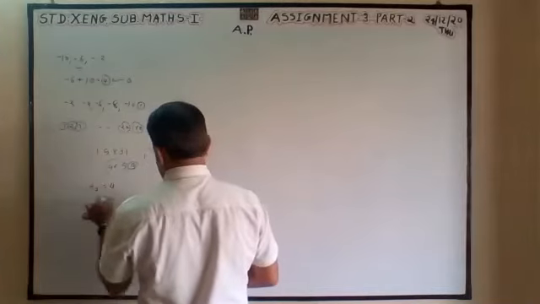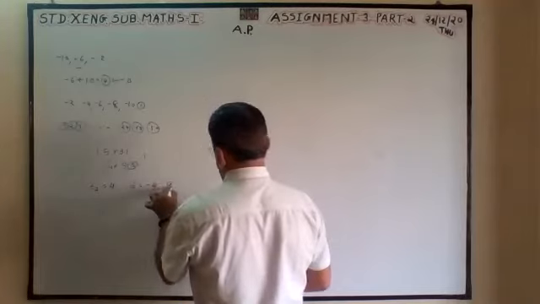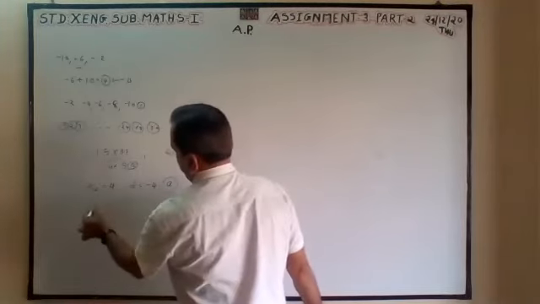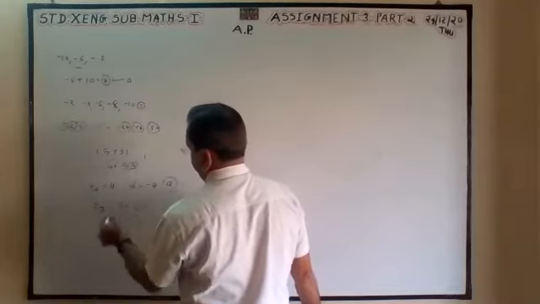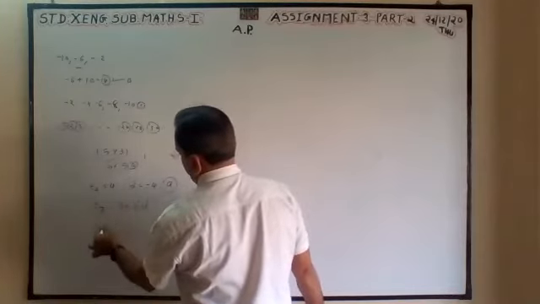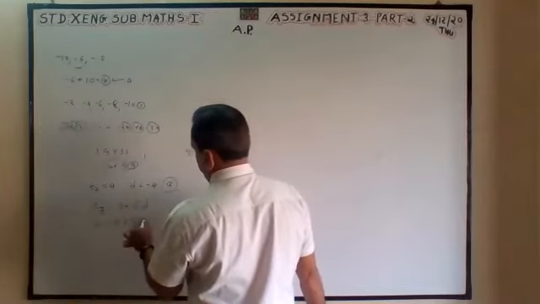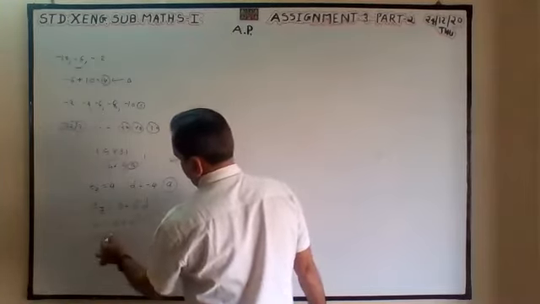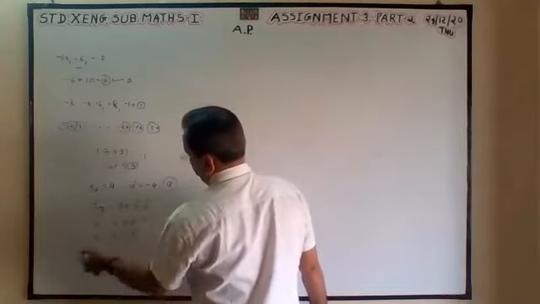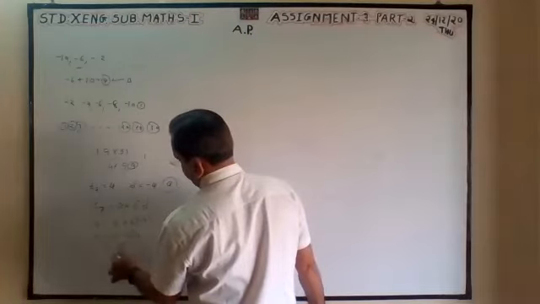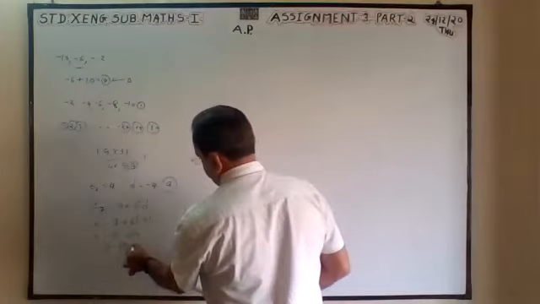T7 is equal to 4. Difference is equal to minus 4. Find A. So T7 is equal to A plus 6D. T7 is 4, A is the question, D is minus 4. 6 times 4 is 24, this side. A is 28. The answer is D.